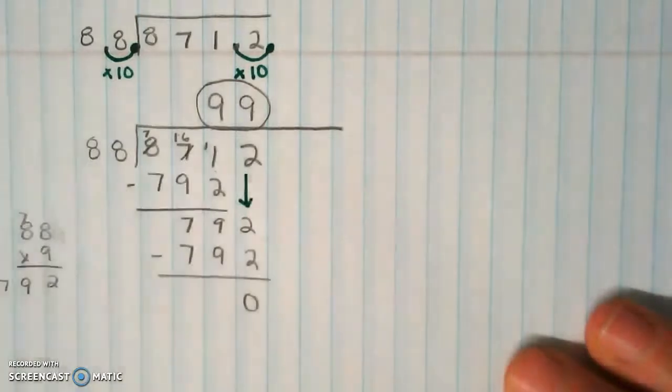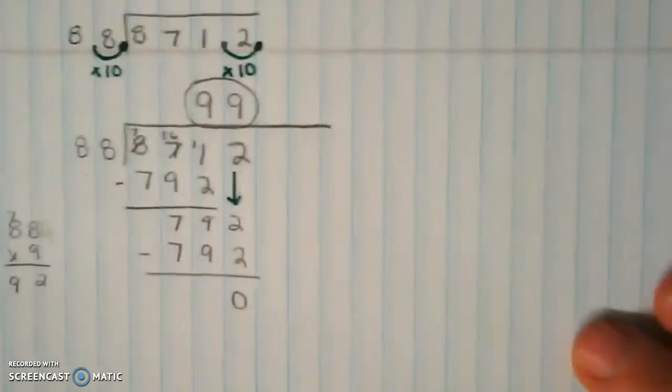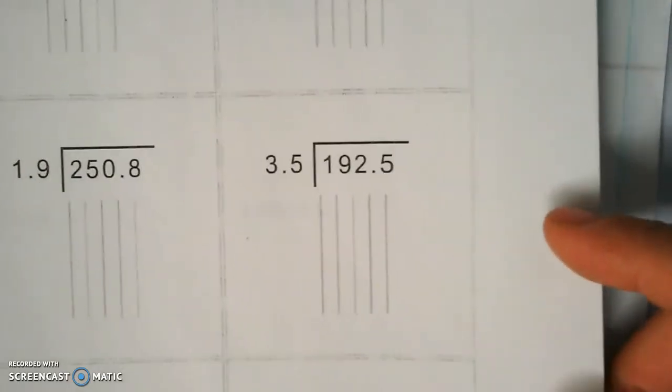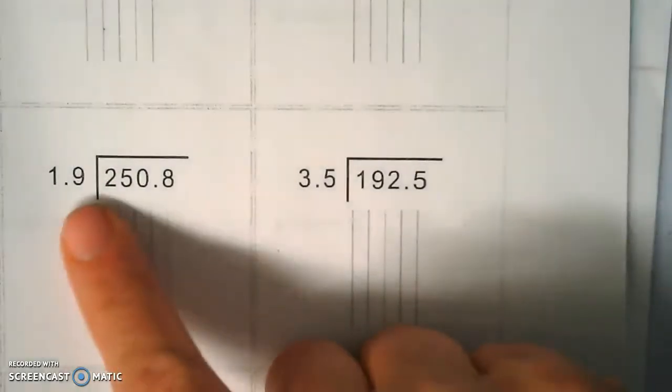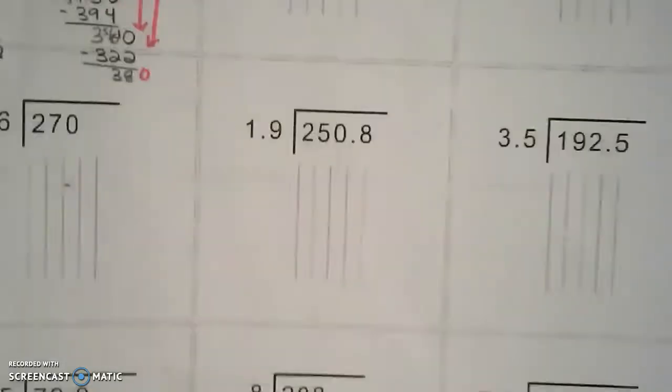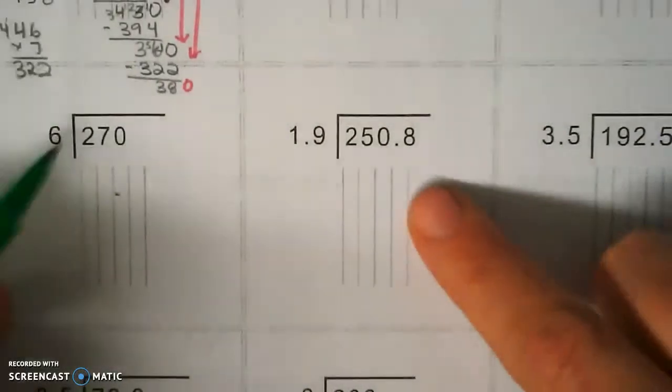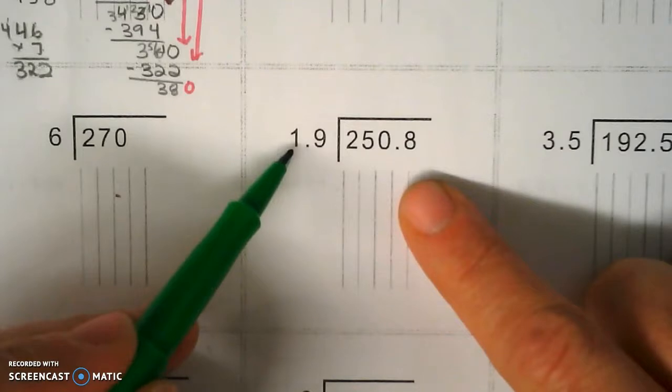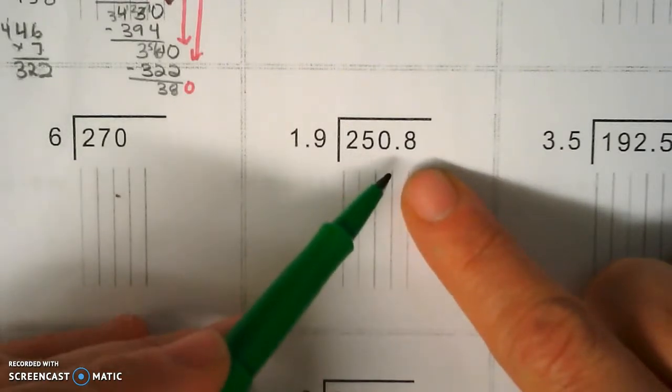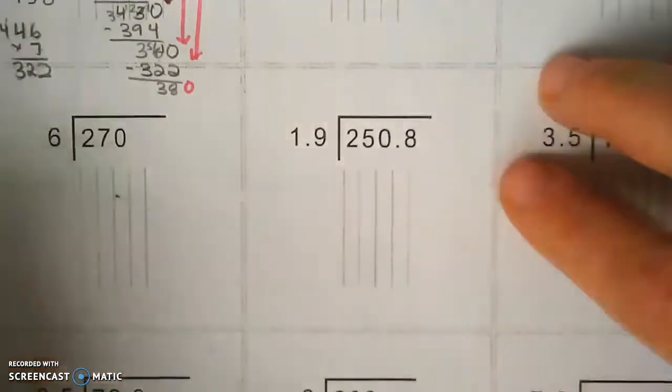So let's pick another problem from this page. We'll do 2 or 3 together. I'm going to slide my workspace over. And I want to pick a good one. Let me see here. I think for the next problem, we are going to divide. This is in your middle row. I'm sorry, not the middle row. It's the second row, middle problem. We're going to divide 250.8 by 1.9.